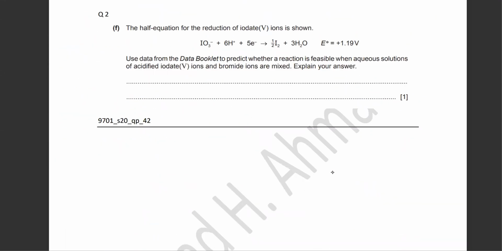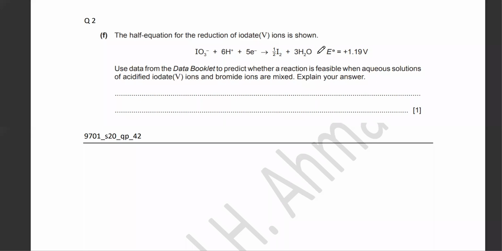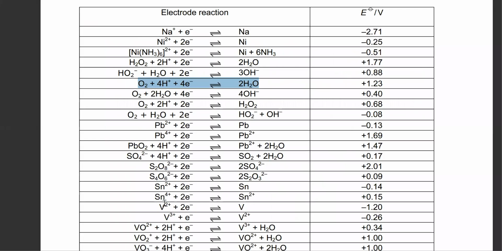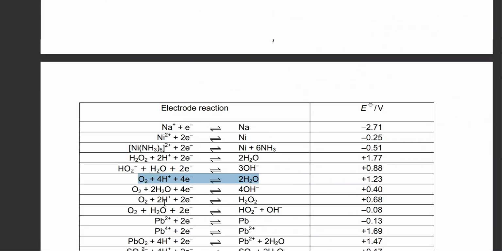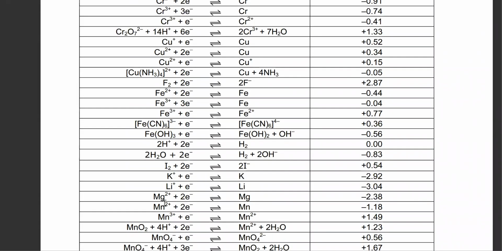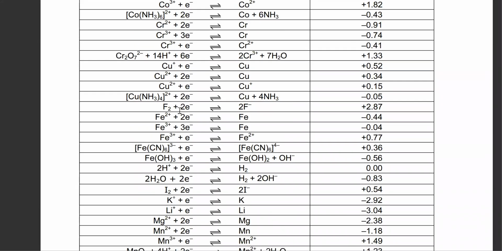Now the next one is, again, this one. They're saying use the data booklet to predict whether the reaction is feasible when aqueous solutions of iodate(V) ions and bromide ions are mixed. Now, iodate(V), I don't think the data booklet has any equation involving iodate(V). If you have a look, there is no equation on IO3. There's only one equation for iodine somewhere, which is this one, but nothing to do with iodate.